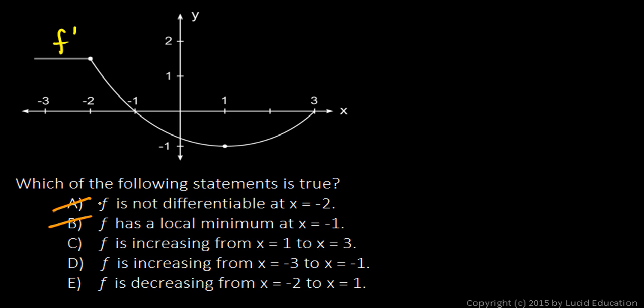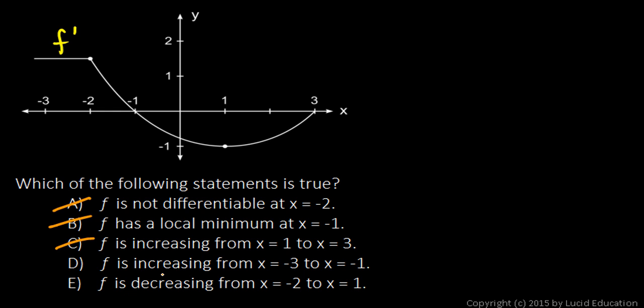So it's not B. C, f is increasing from 1 to 3. Okay, from 1 to 3, this graph is going up, but this graph is not a graph of f. f prime, which is what this graph is, f prime is increasing from 1 to 3, but f prime is negative this entire time, so f is going down during that interval, so it's not C.